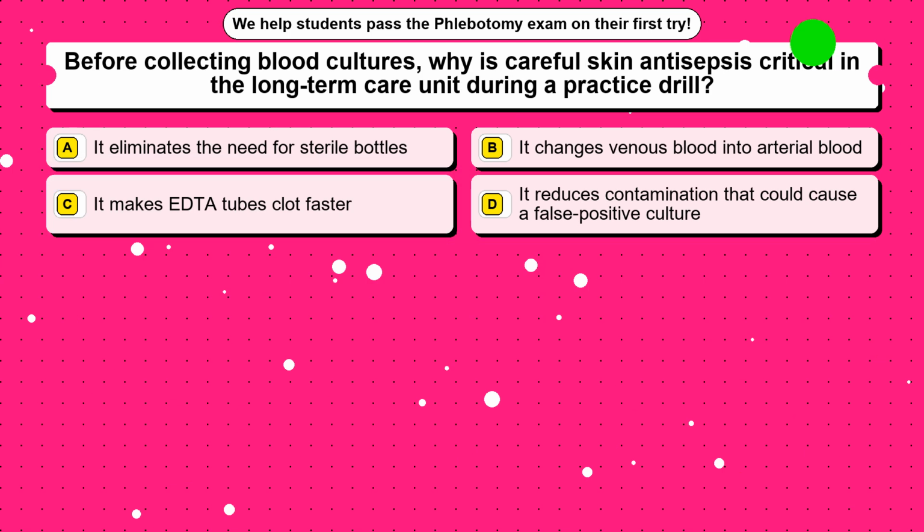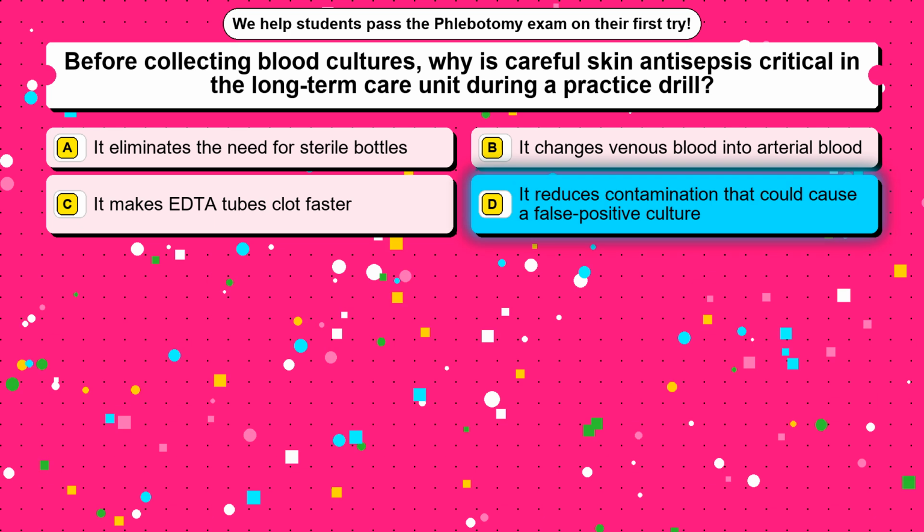Question 56. Before collecting blood cultures, why is careful skin antisepsis critical in the long-term care unit during a practice drill? Option A. It eliminates the need for sterile bottles. Option B. It changes venous blood into arterial blood. Option C. It makes EDTA tubes clot faster. Option D. It reduces contamination that could cause a false positive culture.